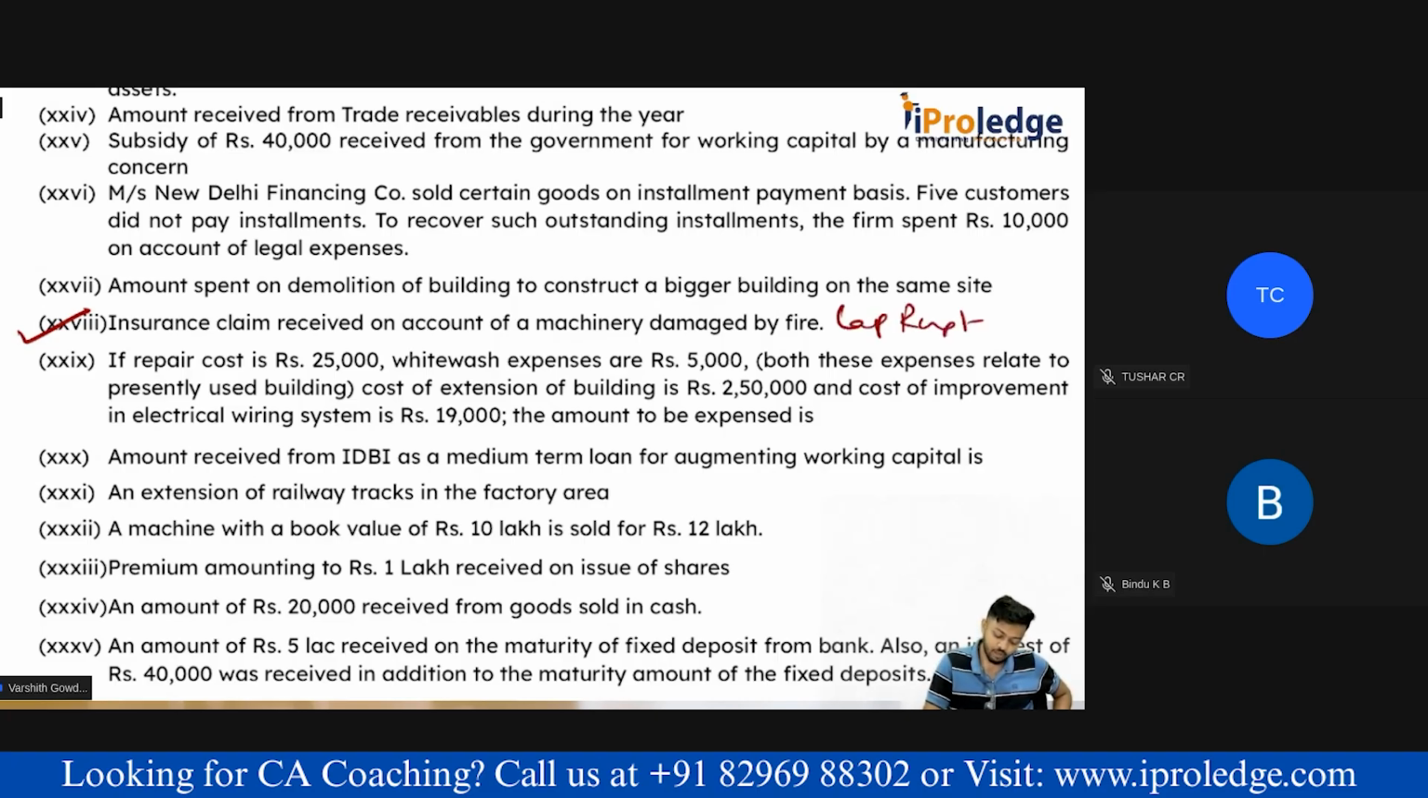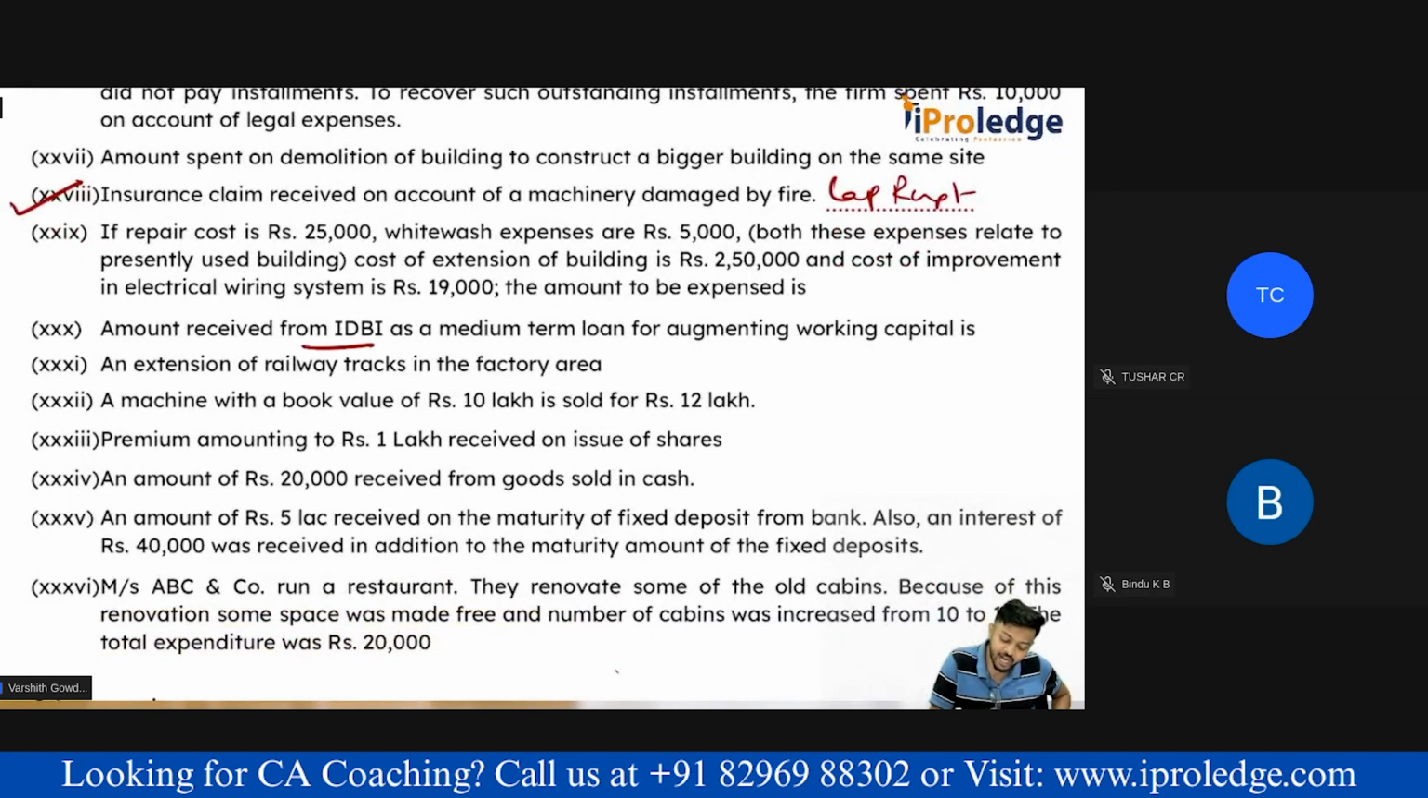Then, amount received from IDBI as a loan. So loan, I told you. Can loan be your income? Only income natured things can go to P&L account. Is loan an income? No. Is it your ordinary course of business? Is it your business to lend loans and make money? No. So it's a capital.